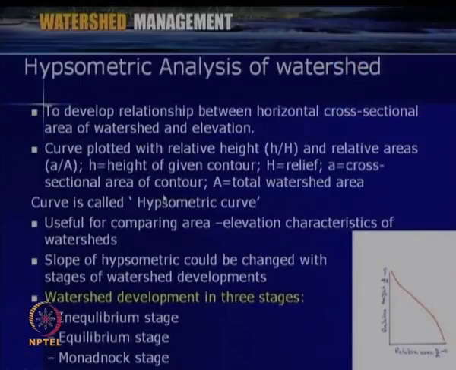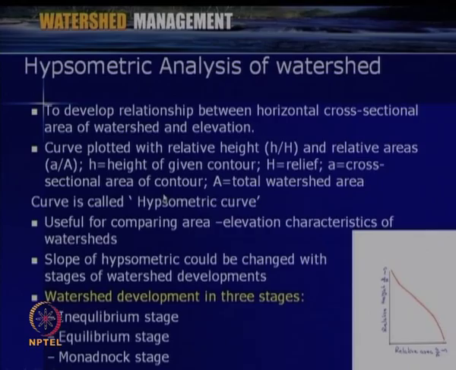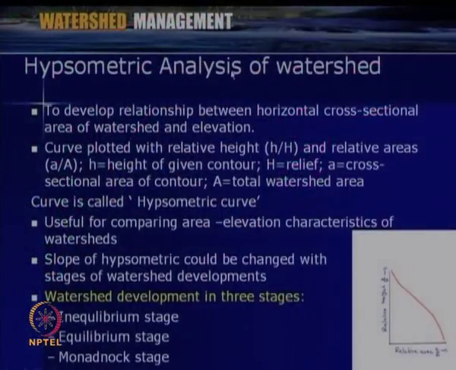So, before closing this lecture, since we have now seen the various aspects like the linear aspects, aerial aspects and then the relief aspects, as far as the relief variation of a watershed is concerned, we can have an analysis called hypsometric analysis. This gives a relationship between the horizontal cross sectional area of the watershed and its elevation.